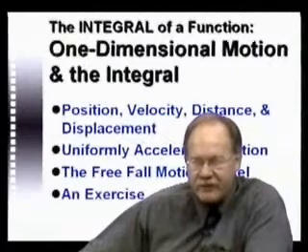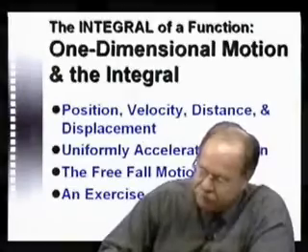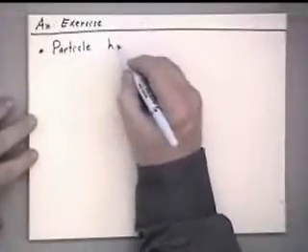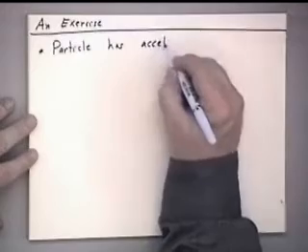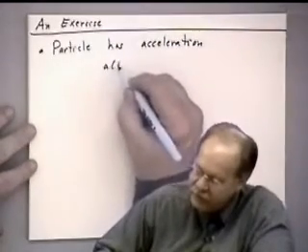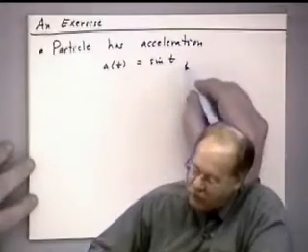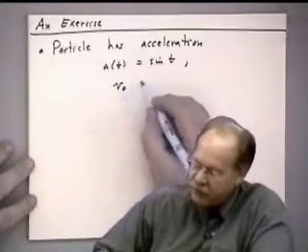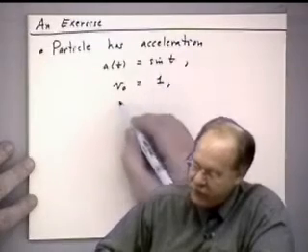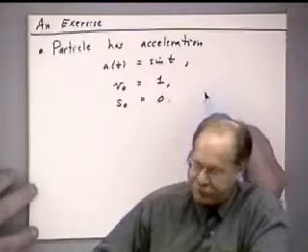Here's an exercise for you. Suppose we have a particle, and this particle has acceleration given by a of t equals sine of t. Let us also suppose that we know that the initial velocity is 1 and the initial position is 0. And don't worry about the units here.